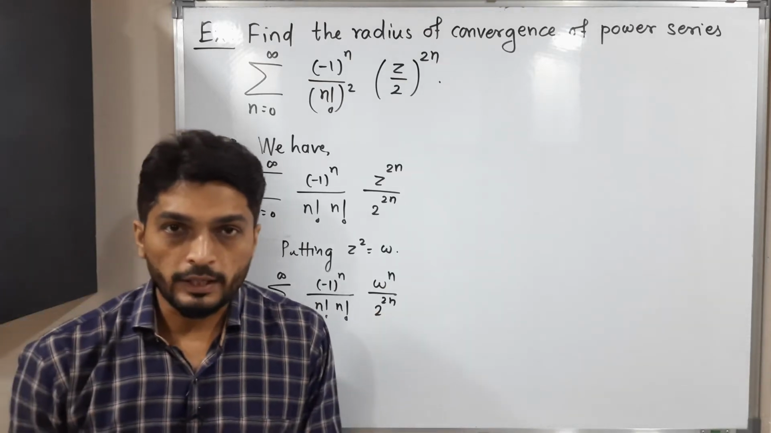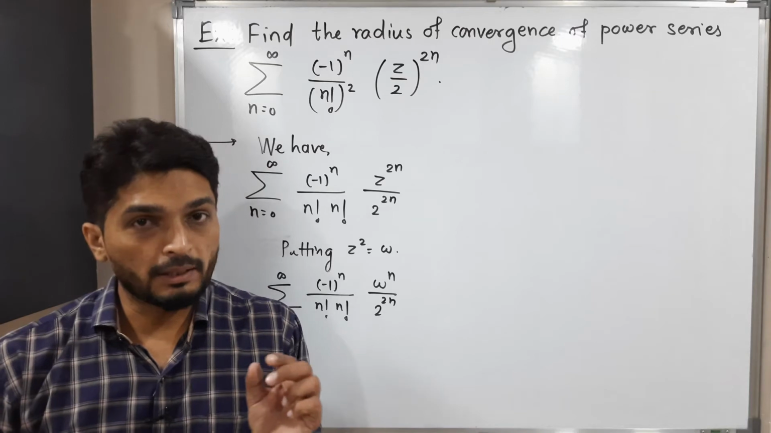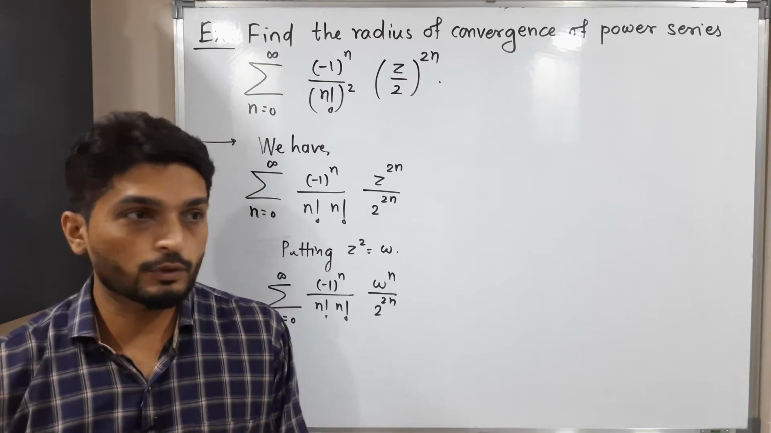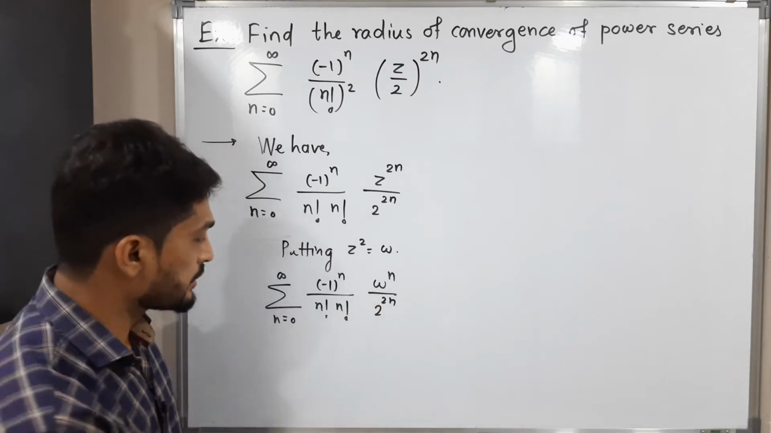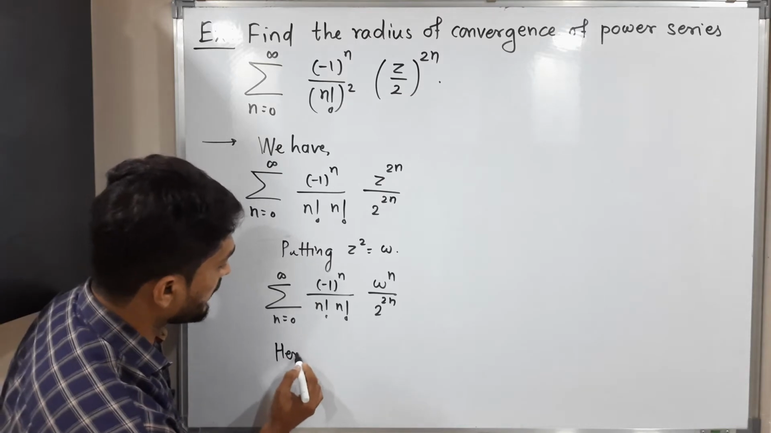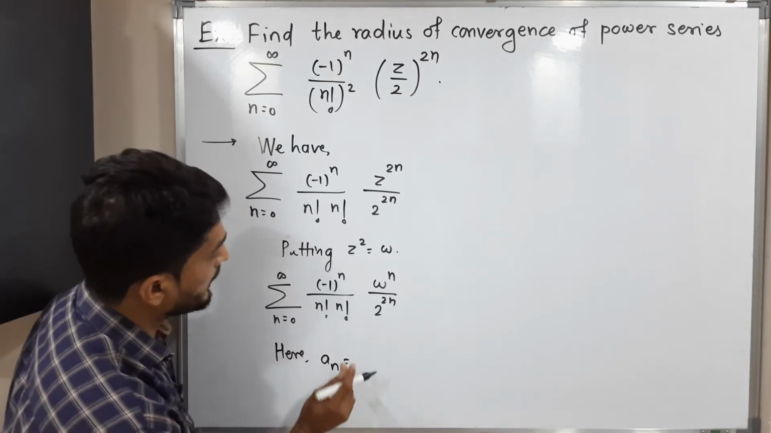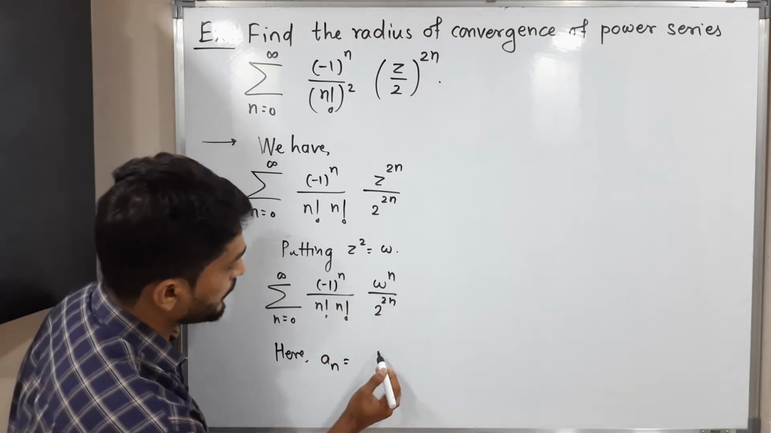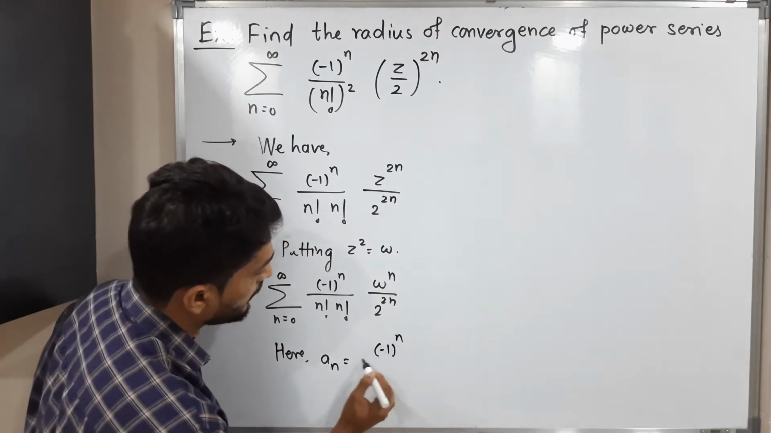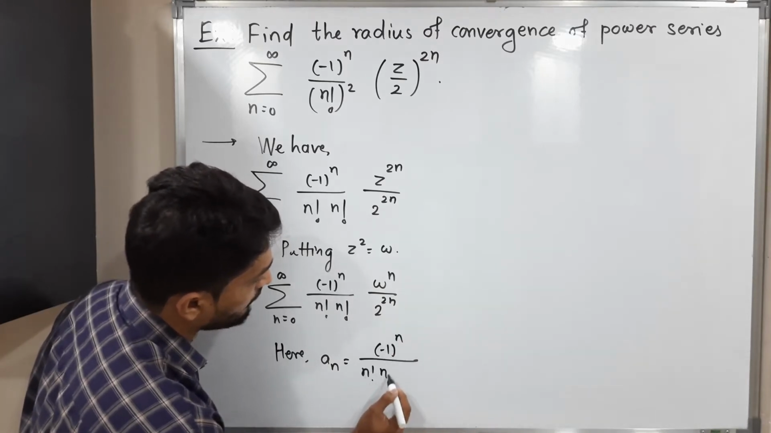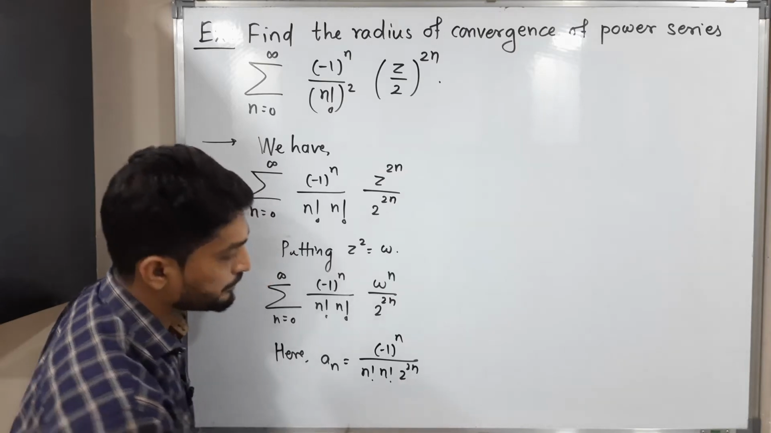After that, you know what we do: we find the multiple of z raised to n, or here the multiple of w raised to n. So this is our a_n. So here let me write a_n. What is our a_n? The multiple of this w raised to n, which is minus 1 raised to n upon n factorial 2 raised to 2n.